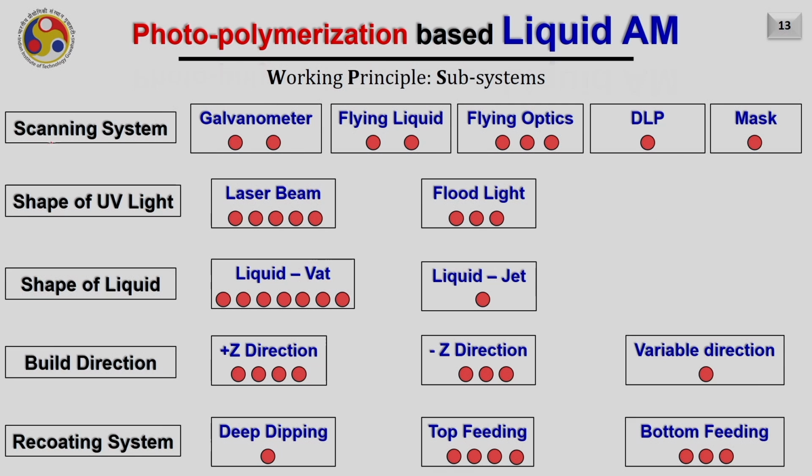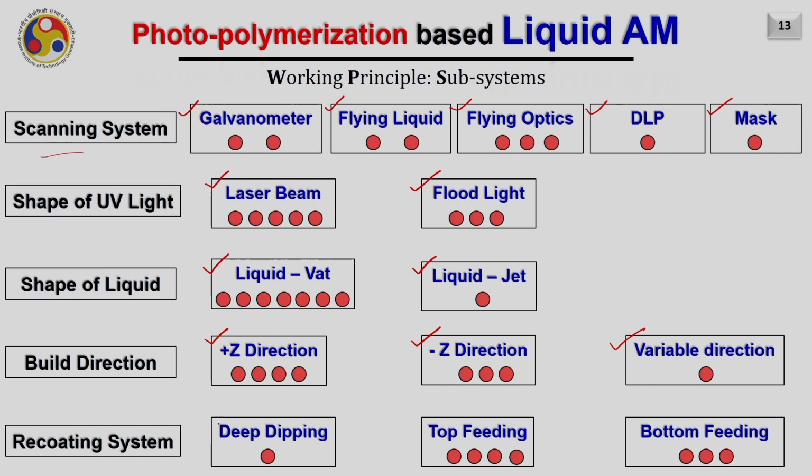Like I have already mentioned, for the scanning, 5 systems are available: galvanometer, flying liquid, flying optics, DLP and mask. Then the shape of UV light could be a laser beam, as you have already seen, or it could be floodlight. Also the shape of liquid could be a liquid vat like a big tank, or it could be a liquid jet. Also the build direction could be in +z direction, in -z direction, or a variable direction, like the optics when it is attached to a robotic arm.